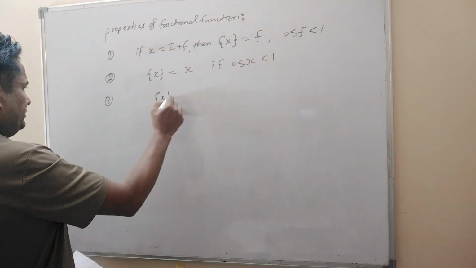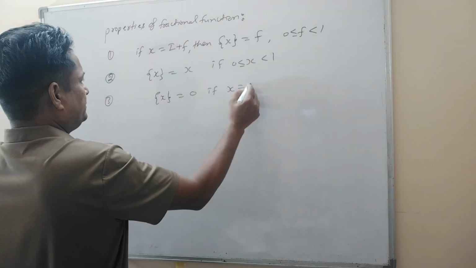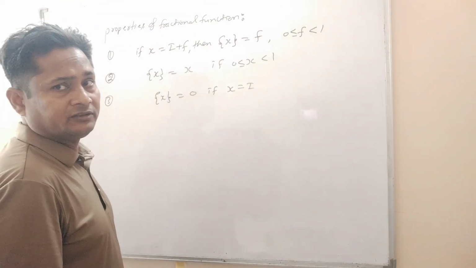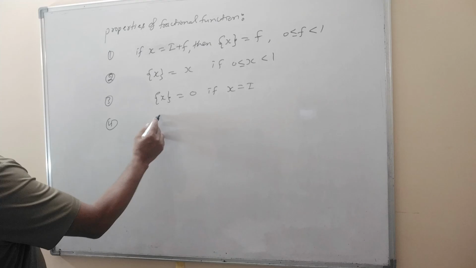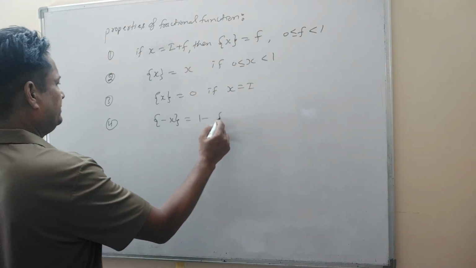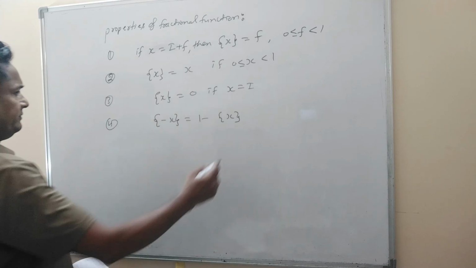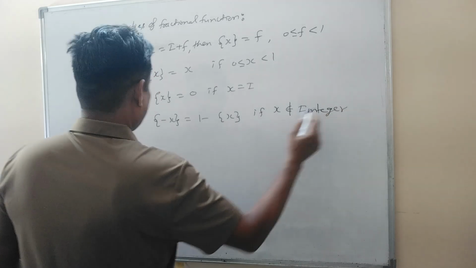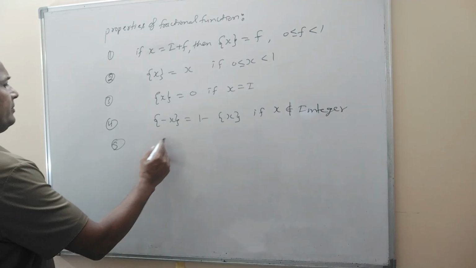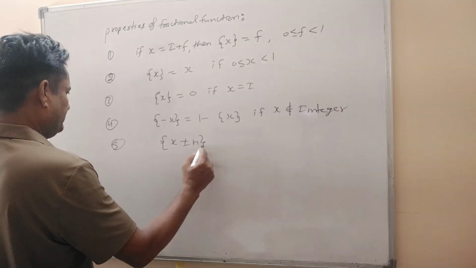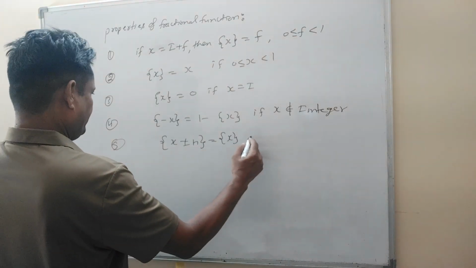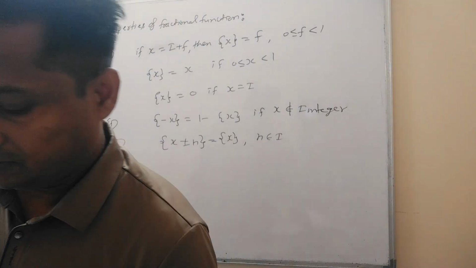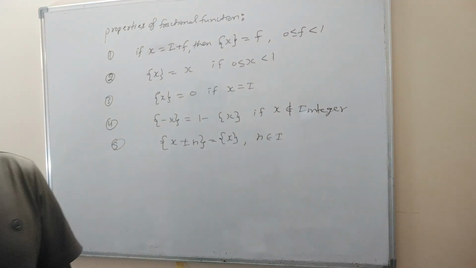Next, the fractional function of x will be 0 if x is equal to I. If you substitute any integer inside the fractional function, it will give the value 0. Now the fourth one: the fractional function of minus x will be the fractional function of 1 minus x if x does not belong to integers. Now the fifth one: the fractional function of x plus or minus n will give the fractional function of x, where n belongs to integers. So these are some properties of the fractional function.